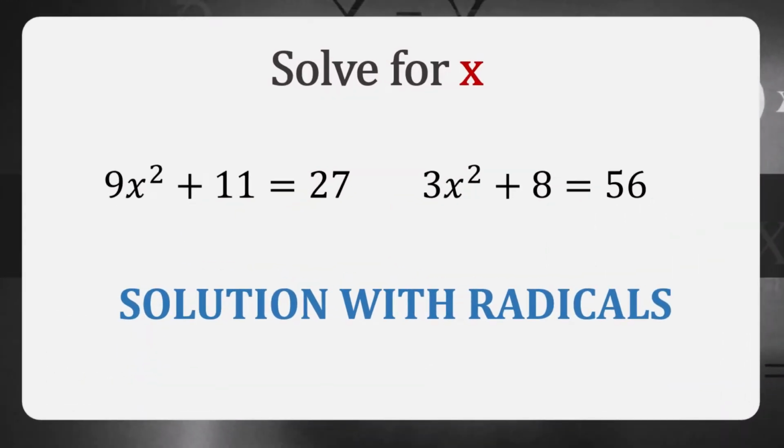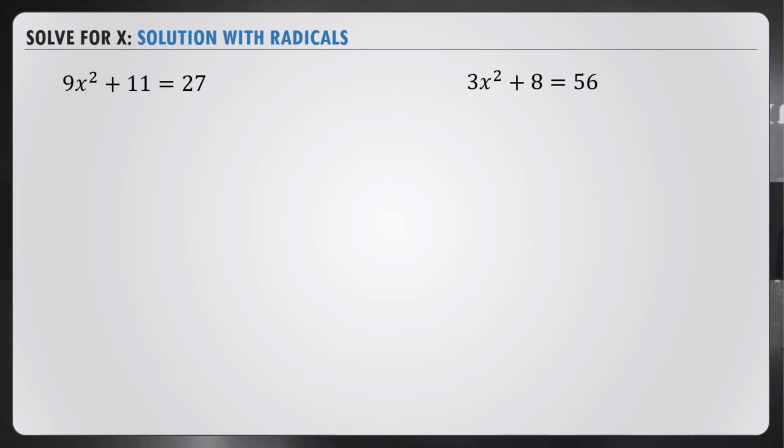Today we will be solving these problems, and the solutions to these kind of problems are usually with radicals. So let's just get into it. We have 9x squared plus 11 is equal to 27. Let's start. We start off by writing this equation down: 9x squared plus 11 is equal to 27.